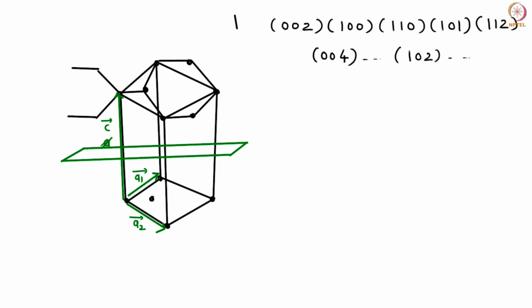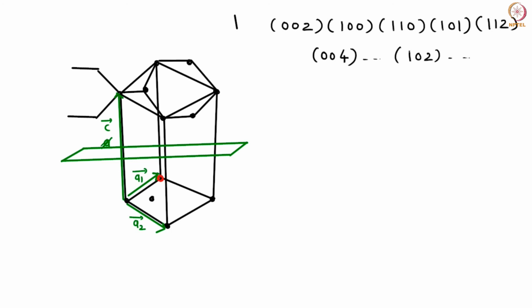Okay, now let's get started with other interesting planes. So how about plane number 2? That is the 100 plane. Now you already know how to calculate the Miller indices. 100 basically means that the intercept along A1 is 1, and 0 means that the plane is parallel to A2 as well as parallel to the C axis.